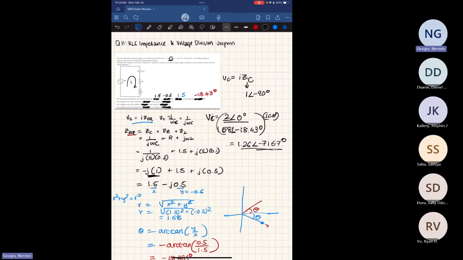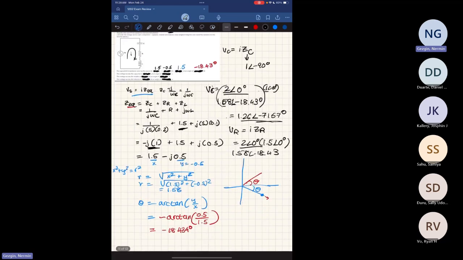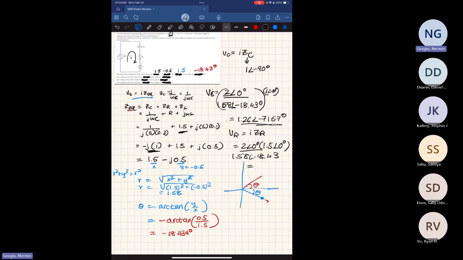Voltage across the resistor, same principle. The current is going to be the same times ZR. So again, this will be 0 degrees. For ZR, we had just 1.5, which is the same thing as 1.5 at an angle of 0 degrees because there's no J. Again, I leave it to you all to check this with the calculator, but you should get 1.9 at an angle of 18.43 degrees.